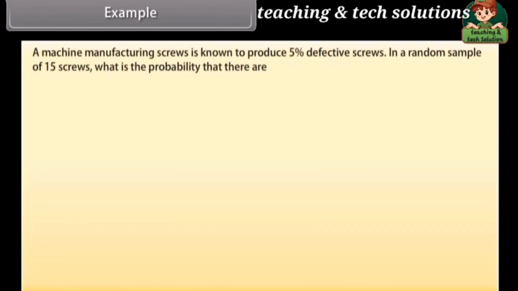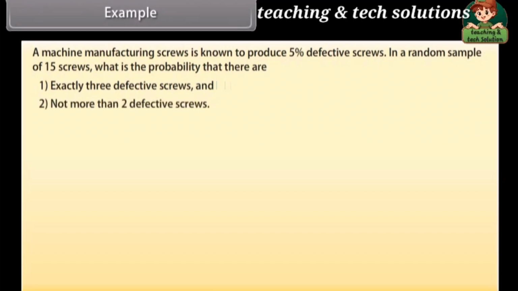Example: a machine manufacturing screws is known to produce 5% defective screws. In a random sample of 15 screws, what is the probability that there are 1. Exactly 3 defective screws, and 2. Not more than 2 defective screws?